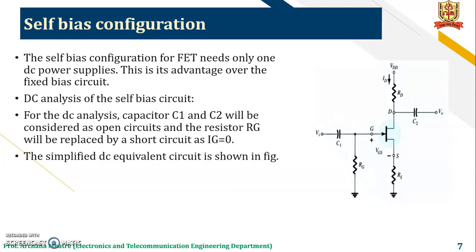Next, a biasing circuit is self-bias configuration. The self-bias configuration for FET needs only one DC power supply. This is its advantage over the fixed bias circuit, as in fixed bias circuit we have seen two power supplies will be applied on a circuit. The DC analysis of the self bias circuit. For DC analysis, capacitors C1 and C2 will be considered as open circuit, and the resistor Rg will be replaced by short circuit as Ig is equal to 0. The simplified DC equivalent circuit is as shown in figure.